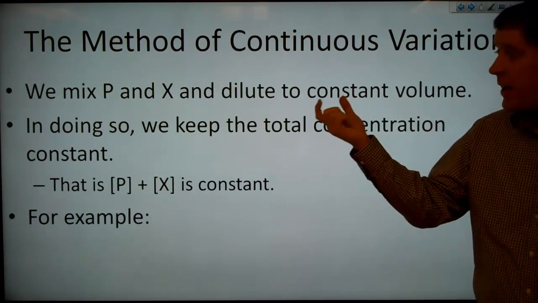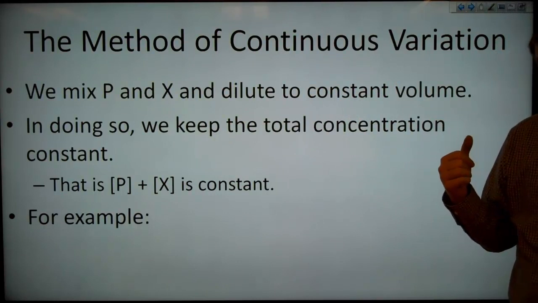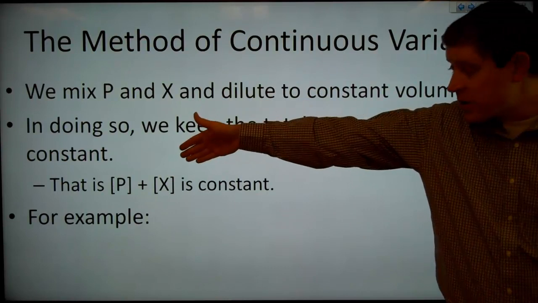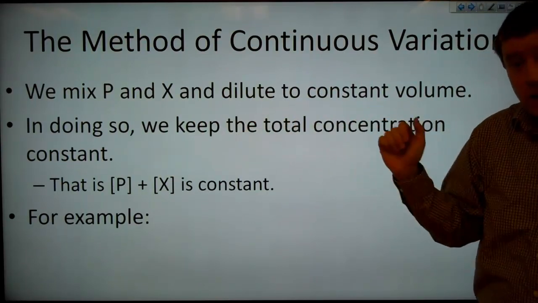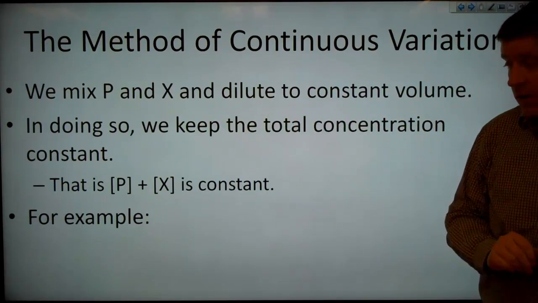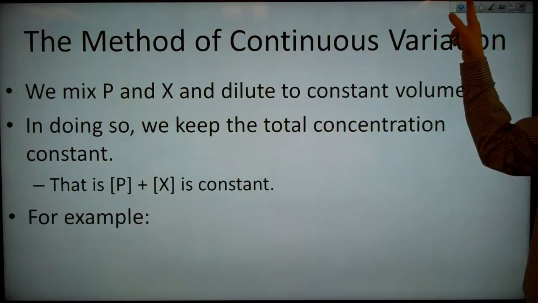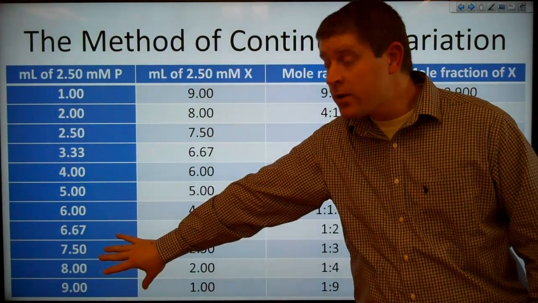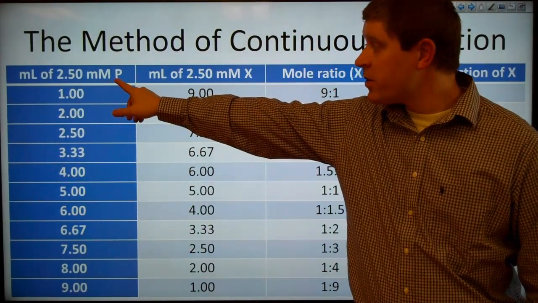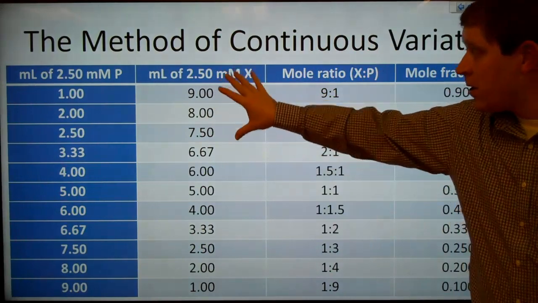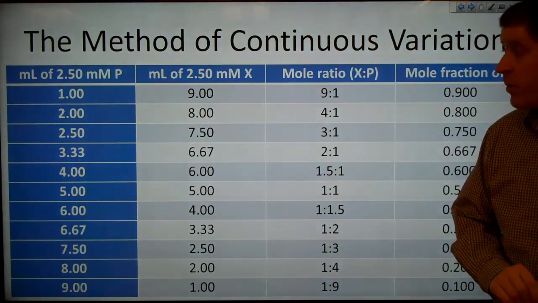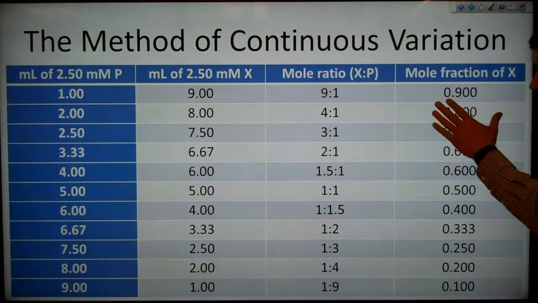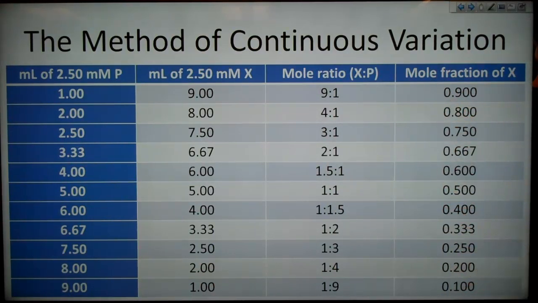We mix P and X and dilute to constant volume, and in doing so we keep our total concentration constant. That is, the concentration of P plus X, that sum of concentrations, is a constant. For example, on the next slide, we have over here the number of milliliters of 2.50 millimolar P. We have here the number of milliliters of 2.50 millimolar X. Here we have the mole ratio, and here we have the mole fraction of X.